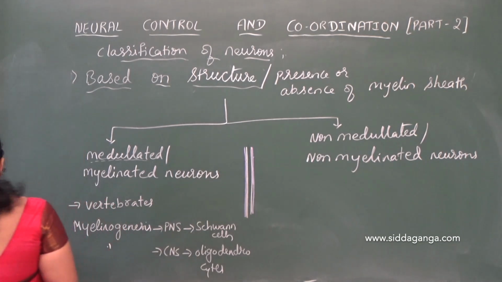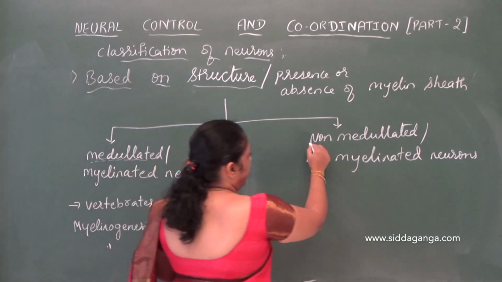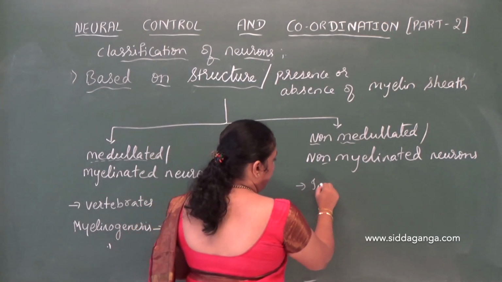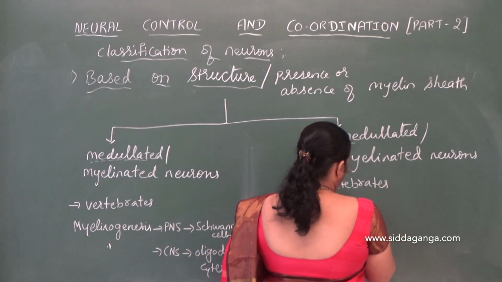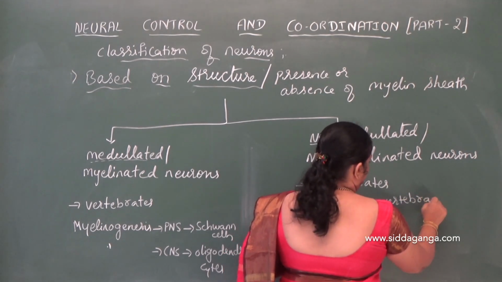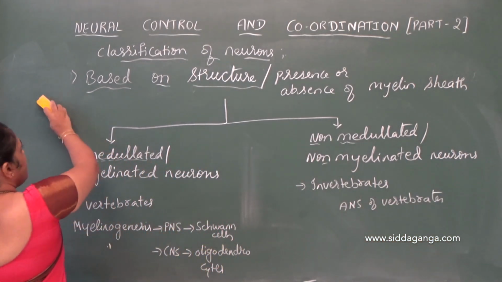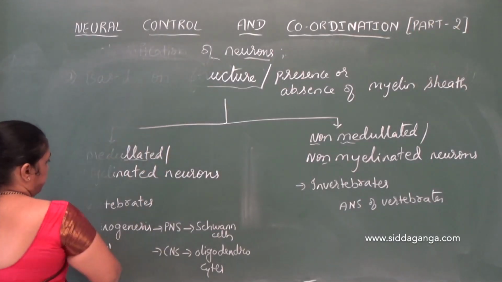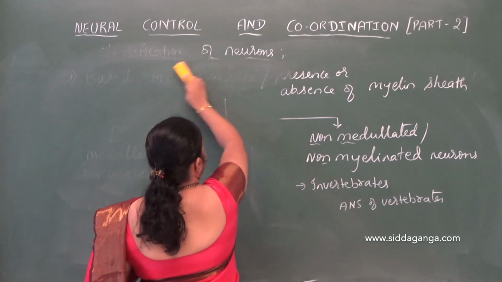If this myelin sheath is absent, then those nerves are called non-medullated or non-myelinated neurons, seen in invertebrates and in the autonomic nervous system of vertebrates. So this is about types of neurons based on structure and presence or absence of myelin sheath. Next we go with the neuroglia cells.